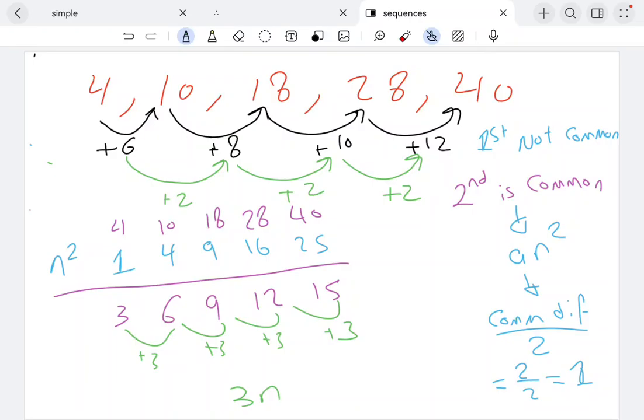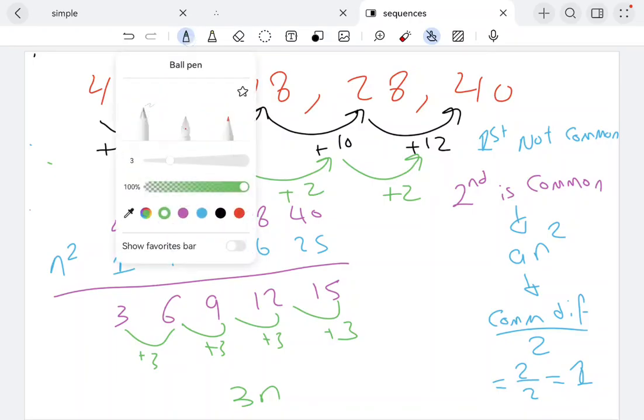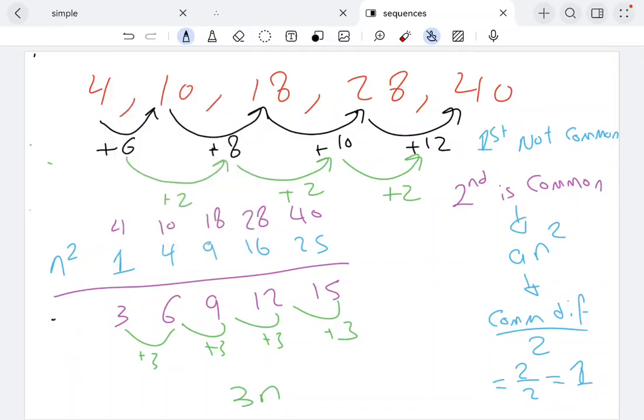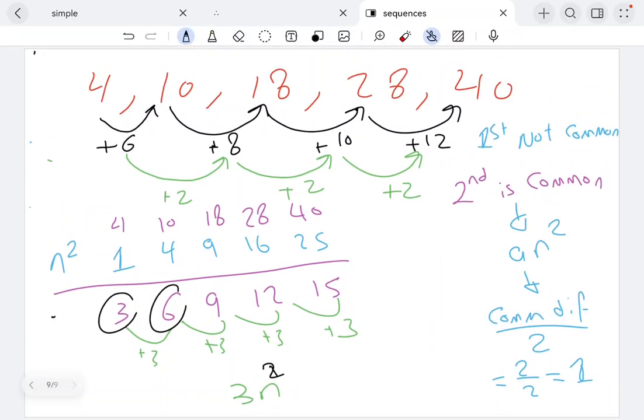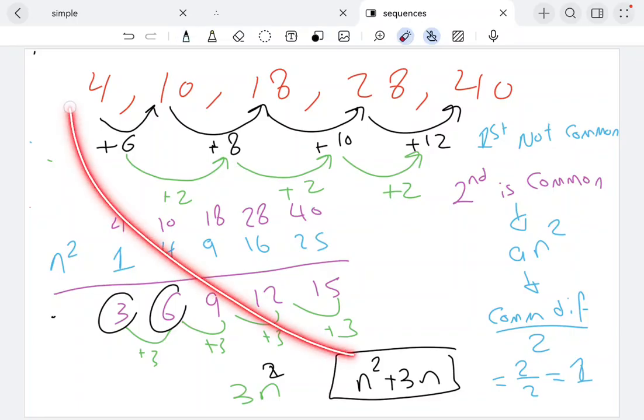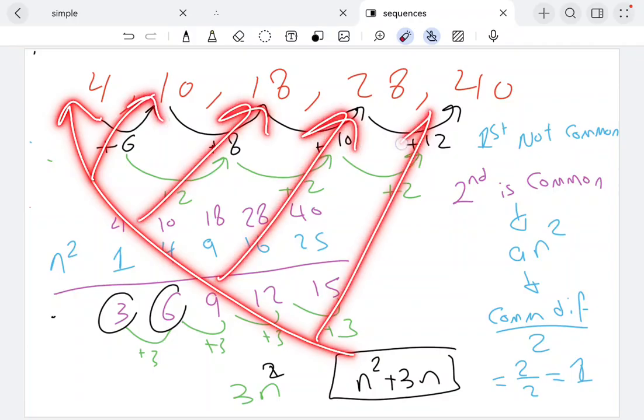Is it only 3n, or 3n plus some more or minus some more? How do I check? Very easy, guys. I don't need to memorize too many equations. Put n equal 1. 3 times 1 is 3, and here is 3. 3 times 2 is 6, and here is 6. Yes. So it's only n squared plus 3n. And that's the sequence that is going to give me 4, and 10, and 18, and 28, and 40.